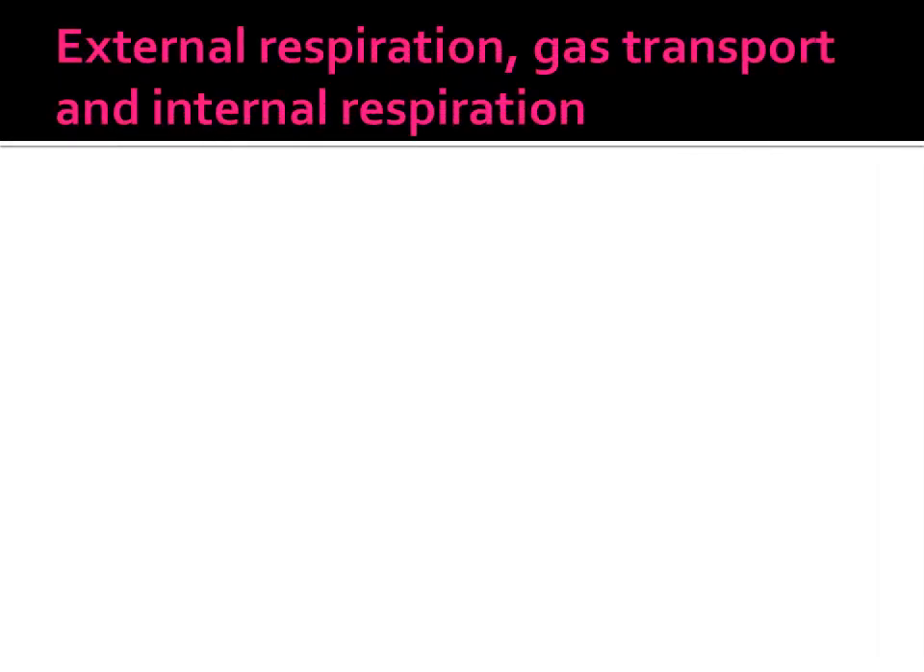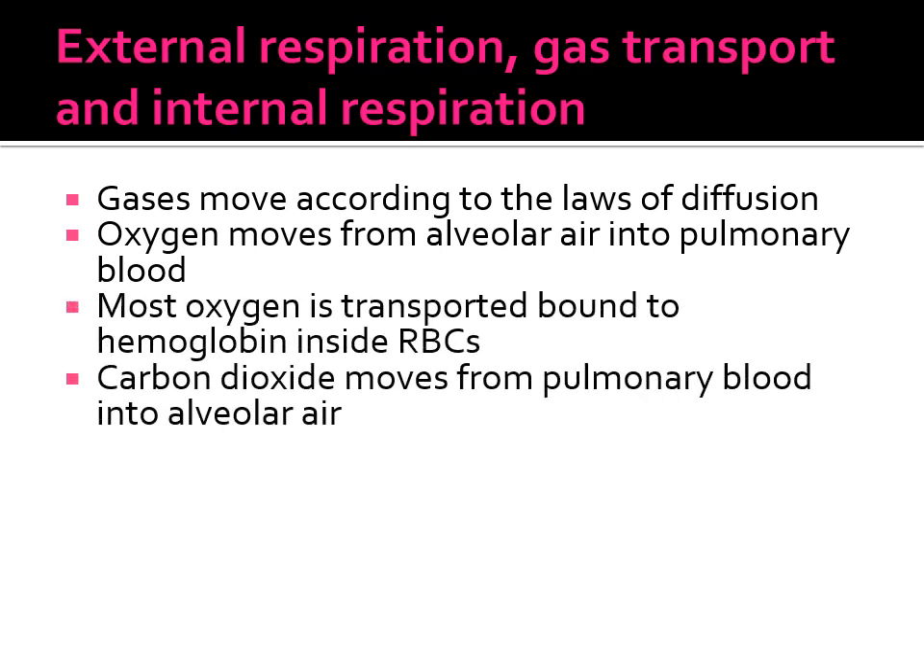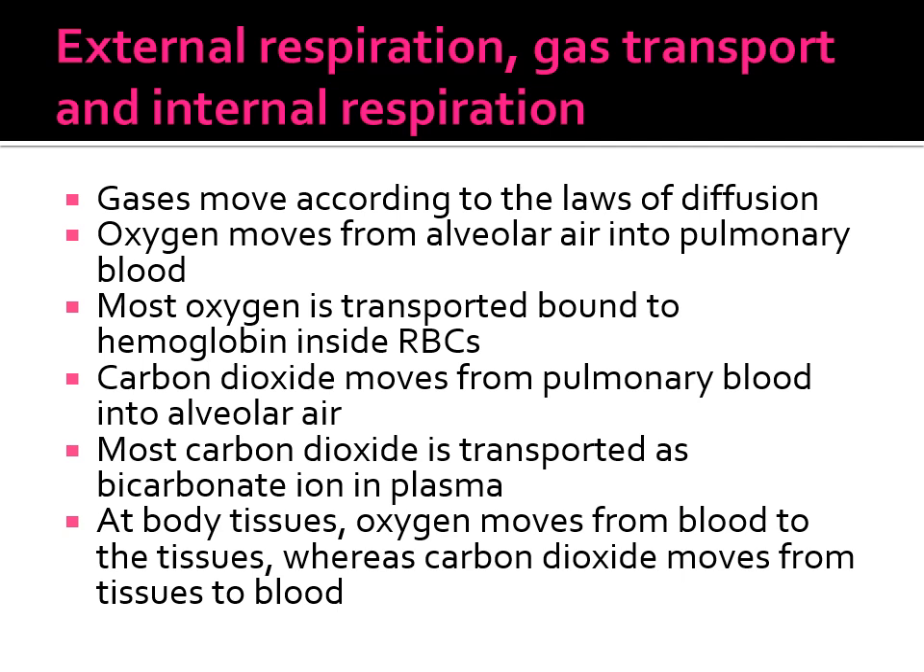External respiration, gas transport, and internal respiration. Gases move according to the laws of diffusion. Oxygen moves from alveolar air into pulmonary blood. Most oxygen is transported bound to hemoglobin inside RBCs. Carbon dioxide moves from pulmonary blood into alveolar air. Most carbon dioxide is transported as bicarbonate ion in plasma. At body tissues, oxygen moves from blood to the tissues, whereas carbon dioxide moves from tissues to blood.